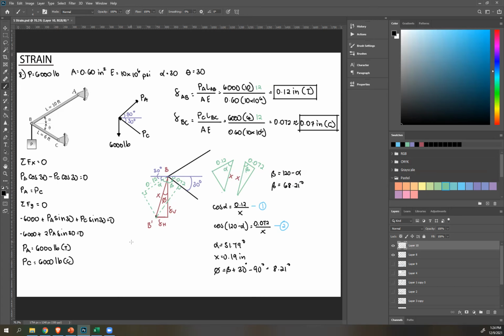And then finally, let's start with delta V. That's just x. This is adjacent to your phi, so x cosine phi. That is 0.19 cosine 8.21. You should get 0.19 inches. And then same thing, delta H, x sine phi, since it's opposite to your phi. And you should get 0.03 inches. All right, and that's your answer. And that's it for number 8. Do you have any questions for number 8? Please answer in the chat.